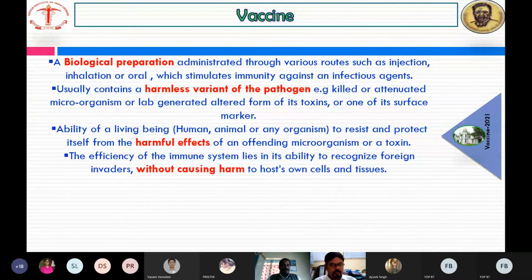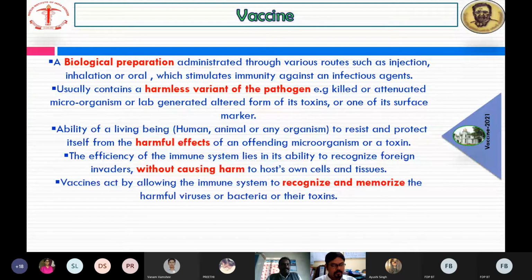The efficiency of the immune system lies in its ability to recognize foreign invaders without causing harm to the host's own cells as well as tissues. Vaccines act by allowing the immune system to recognize and memorize the harmful viruses, bacteria, or their toxins. That is called the memory response of the immune system.